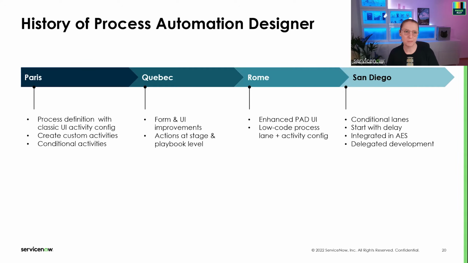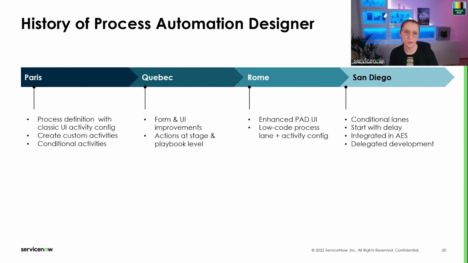At first, Process Automation Designer was mostly a very simple UI. You could create your first own custom activities and some conditional activities. In Quebec, we added some form and UI improvements and added actions at stage and playbook level. In the Rome release, we enhanced the UI again so that you didn't always have to open the Jelly interface, but had the option to configure your activities in the design space, actually.